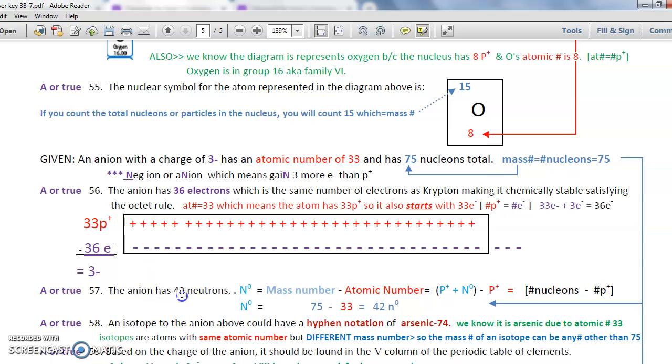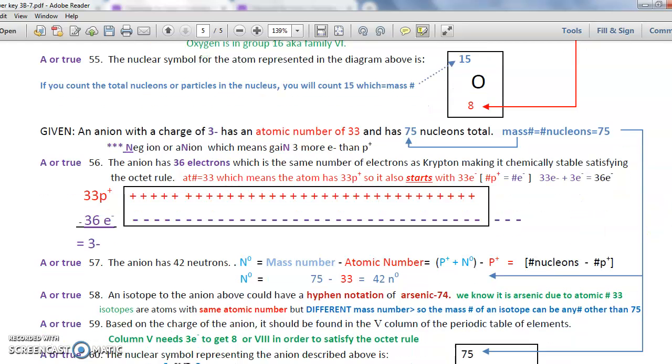Next, this anion would have 42 neutrons. Well, if there's 75 total particles in the nucleus, and 33 of the particles are protons, 42 of them must be neutrons. The mass number, which is right here, 75, nucleons, that's the mass number. Nucleons are the particles in the nucleus. That's what the mass number tells you. The mass number is 75. The atomic number is 33. 75 minus 33, 42 neutrons.